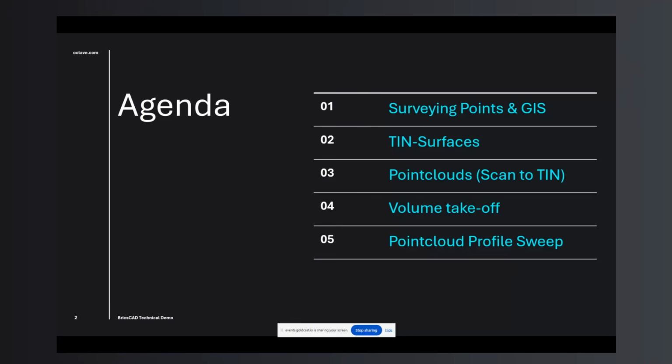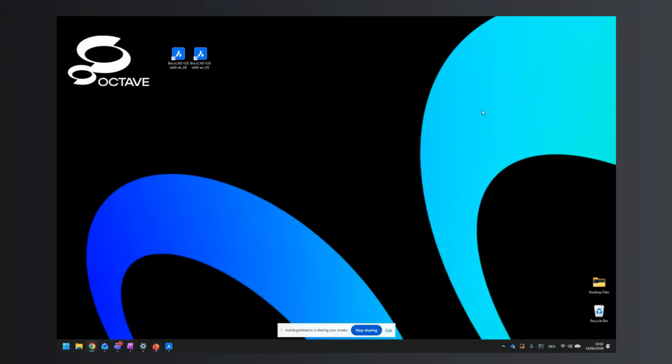We will insert point clouds and execute the scan to thin process, as well as volume takeoffs. We're going to compare thin surfaces with each other. And last but not least, one of the hottest new V26.2 features, point cloud profile sweep. We're going to show you today how this tool features and how to extract break lines from your point clouds as quickly as possible. So with that being said, let's minimize the PowerPoint and fire up BricsCAD.